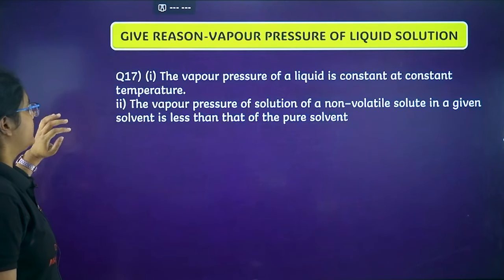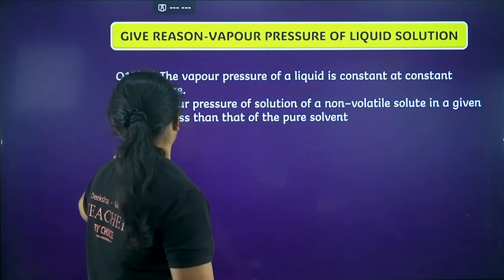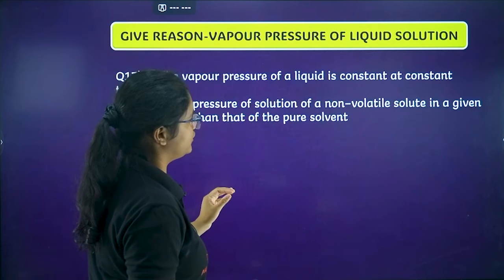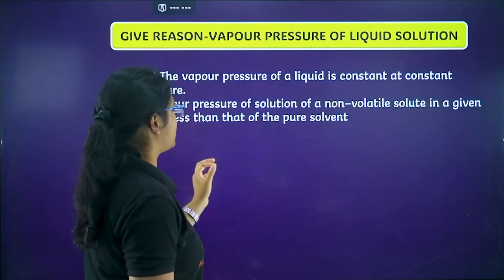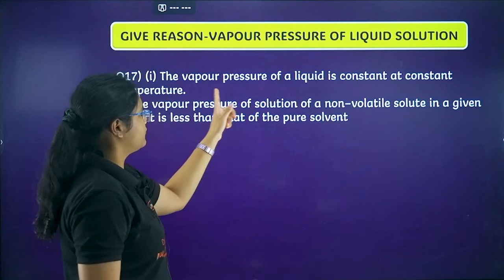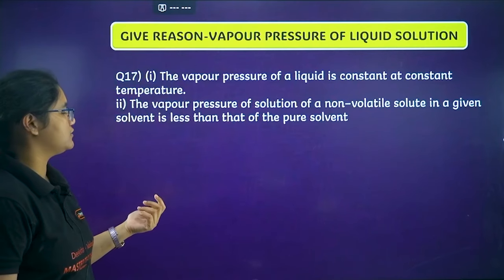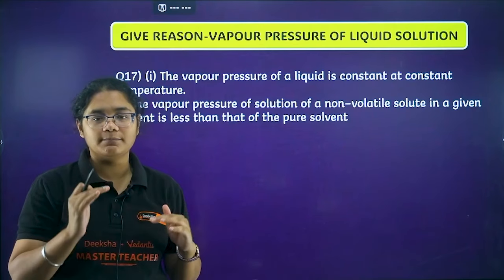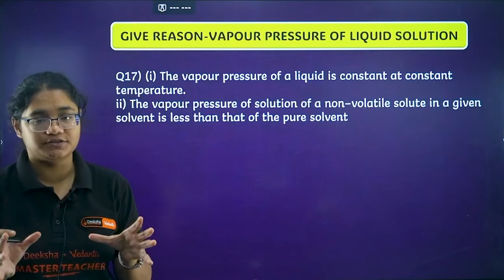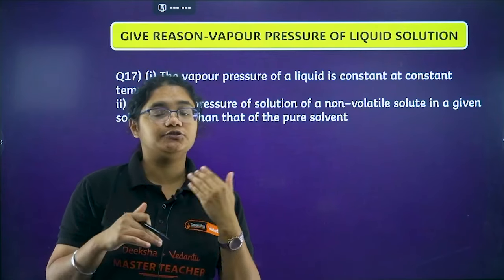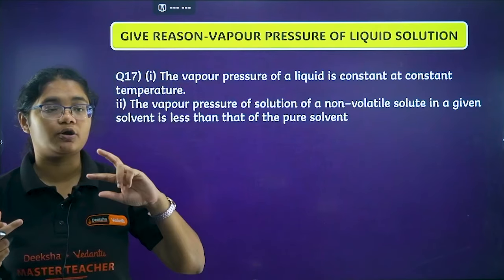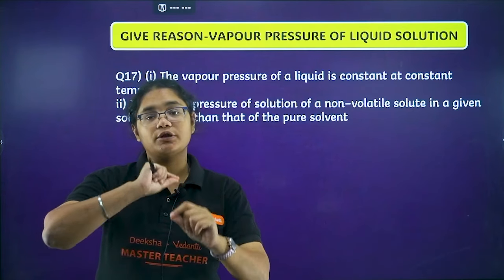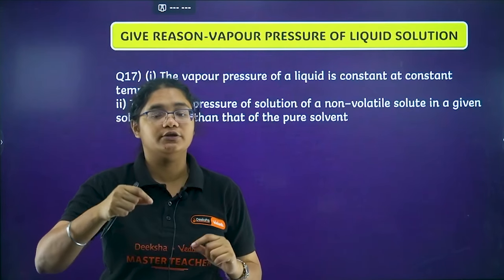Okay. Next, the vapor pressure of a liquid is constant at a constant temperature. The vapor pressure of the solution of a non-volatile solute in a given solvent is less than that of the pure solvent. So, first of all, the vapor pressure of a liquid is constant if the temperature is constant. An equilibrium has been attained at a constant temperature, so there is no more change in the number of molecules forming vapor, because at equilibrium, the number of molecules forming vapor will be equal to the number of molecules condensing.